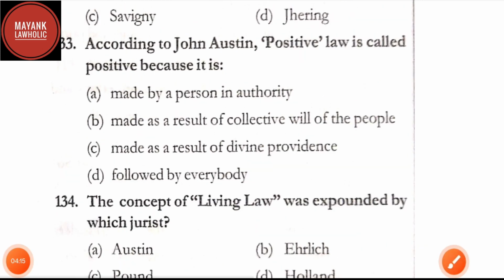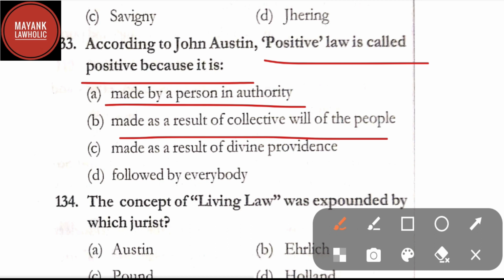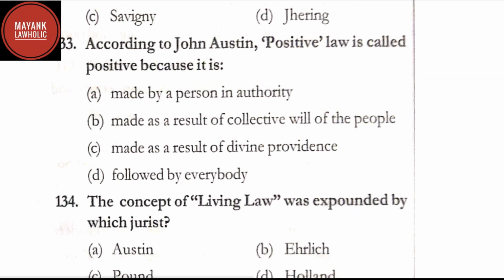Question number 133. According to John Austin, positive law is called positive because it is option A, made by a person in authority. Option B, made as a result of collective will of the people. Option C, made as a result of divine providence. Option D, followed by everybody. Here in question number 133, the correct answer is option A, that is made by a person in authority.